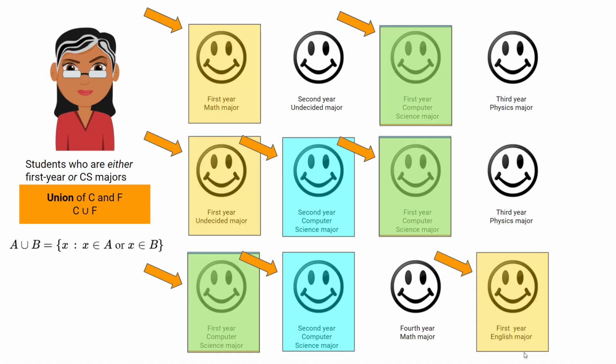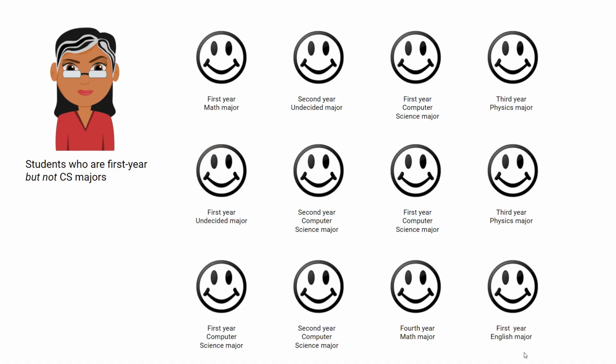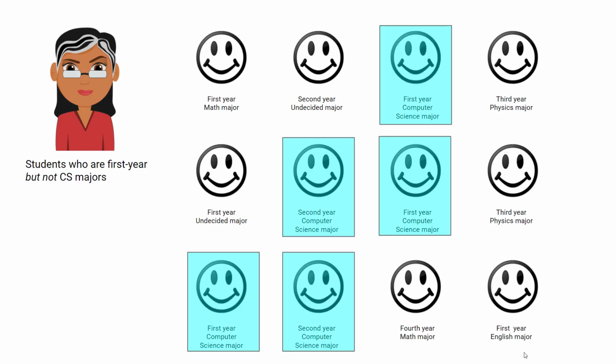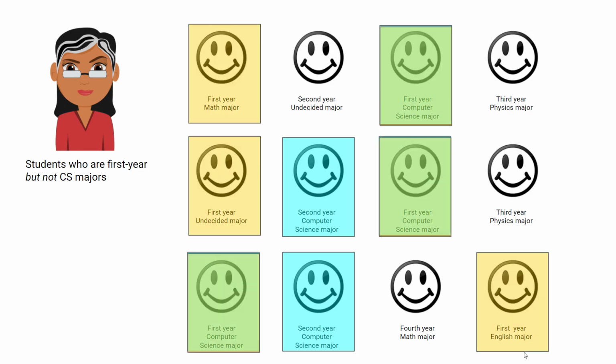Not all the students in the discrete math class are computer science majors, and the instructor would like to send the first-year students who are not majoring in computer science some information about the computer science major to see if they're interested. Now the instructor needs the students who are first-year students, but who are not computer science majors. This set of results is called the difference of the two sets.